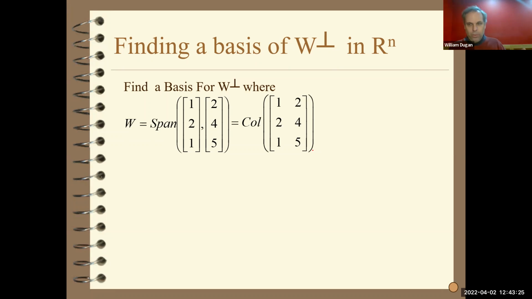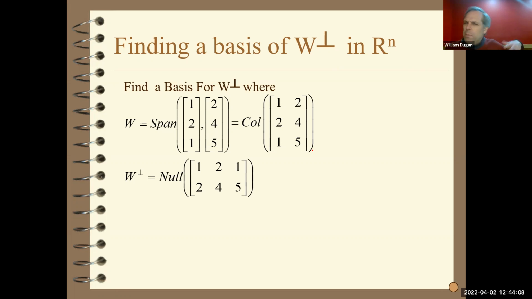Notice that the span of these two vectors is the same as the column space of this matrix. But from what I just told you, the orthogonal complement of the column space of A is actually the null space of A transpose, because those two things are orthogonal complements. And the orthogonal complement of the orthogonal complement is the original space. So we can get the orthogonal complement of either one by starting with one of the subspaces and finding its orthogonal complement to get the other. So the orthogonal complement of W has to be the orthogonal complement of the column space of A, but the orthogonal complement of the column space of A is the null space of A transpose. So we just have to find a basis for the null space of A transpose. And we know how to do that.